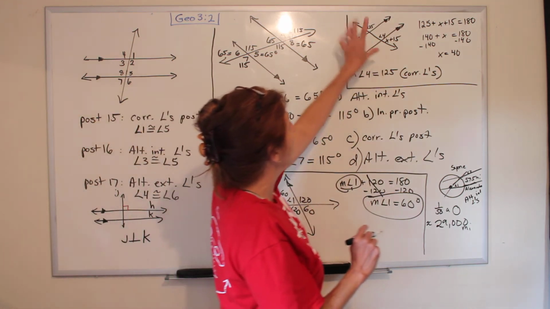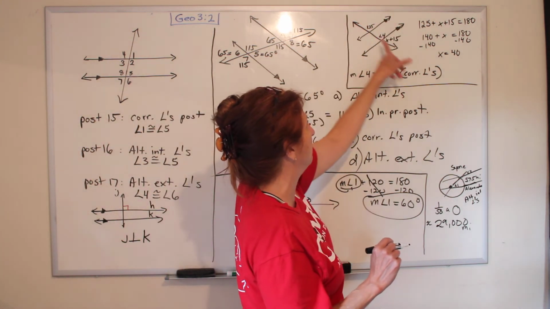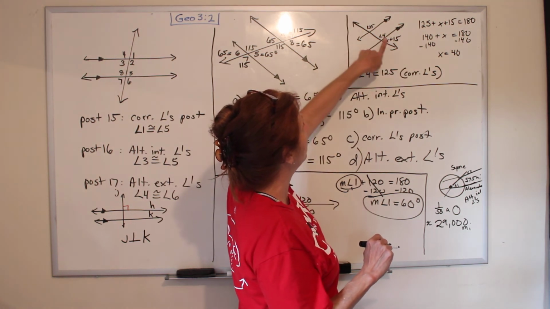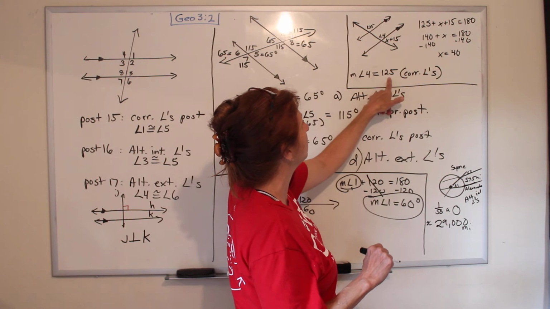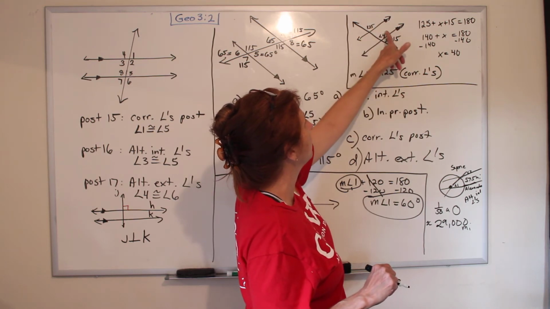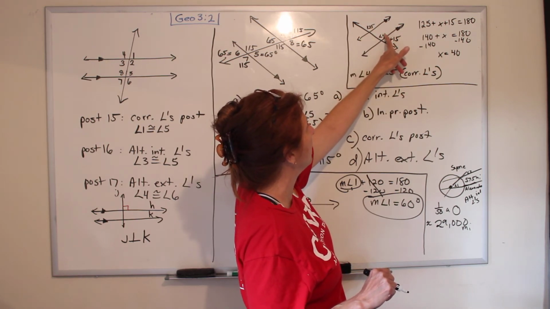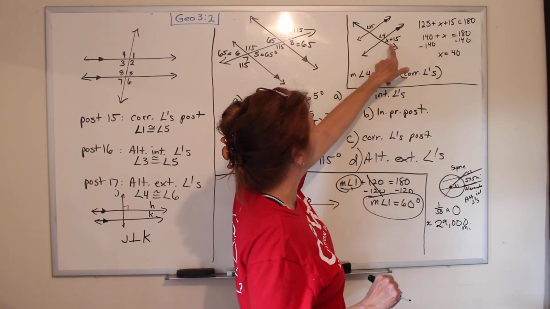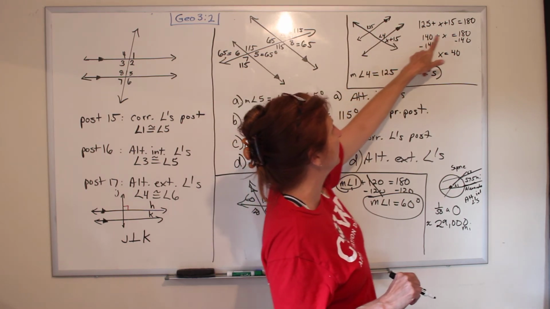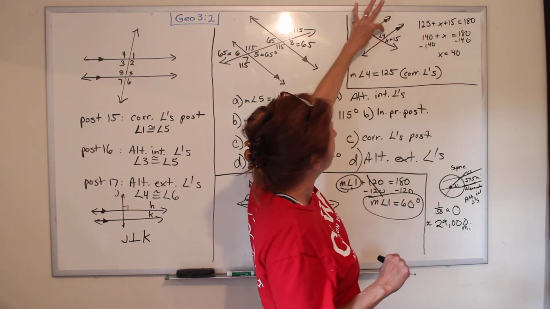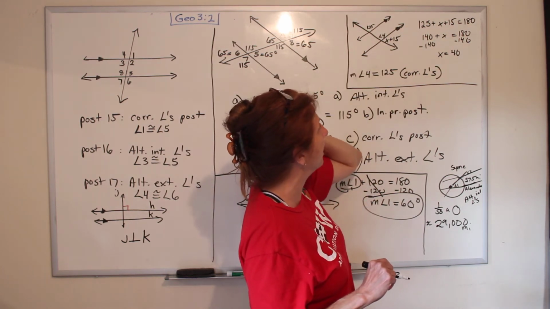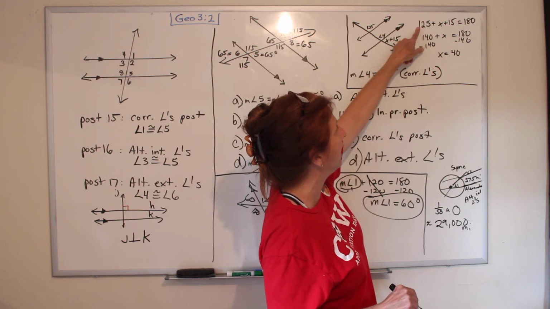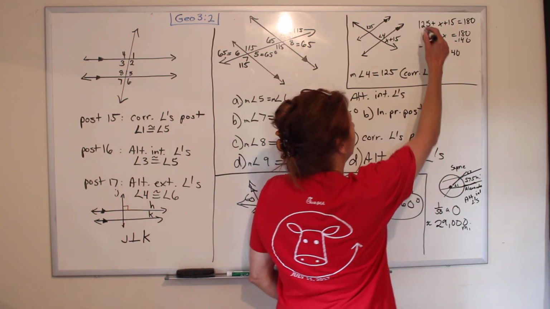Here's another one. Here's two parallel lines cut by a transversal. This one's 125, so we know angle 4 is also 125 because they're in corresponding places. Does that make sense? And we know that angle 4 plus x plus 15 is 180 because these two things make a straight line. So we can substitute in 125 for angle 4. Now we solve for x.